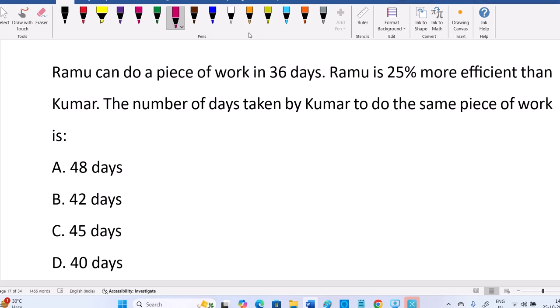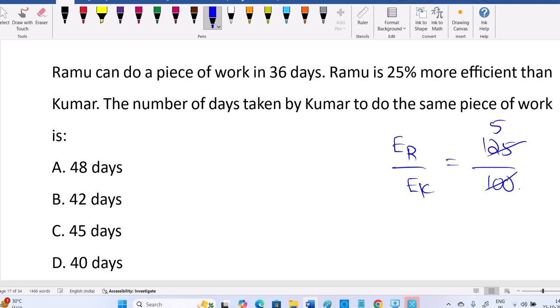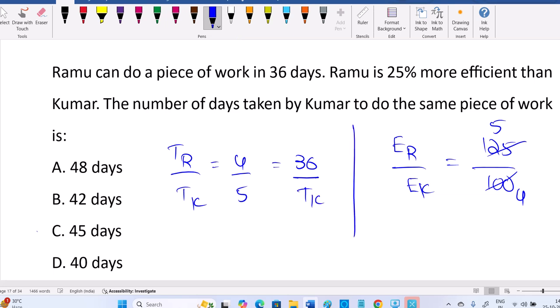Right, then how can we do this, sir? See, if the efficiency of Ramu and the efficiency of Kumar is 5 by 4, then the timing of Ramu and the timing of Kumar should be 4 by 5. Ramu we know is 36. Kumar is what we need to calculate, which is 45. See, related to efficiency, they can give questions easily like this. Time and efficiency are inversely proportional.